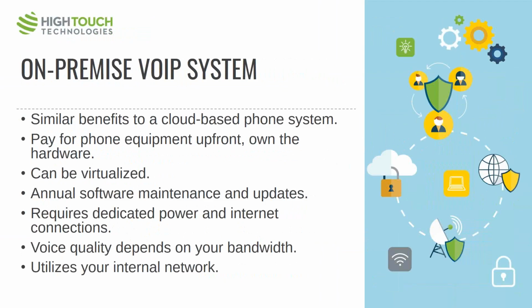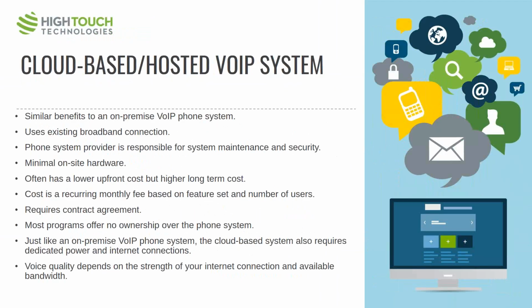Now that we've talked a little bit about on-premise systems, let's talk about the cloud-based or hosted VoIP systems. The cloud or hosted system has similar benefits to an on-premise VoIP system. Cloud systems rely on an existing broadband internet connection to make phone calls, so you would still need to pay for internet through your internet provider. The cloud phone system provider will be responsible for system maintenance and security. These systems require minimal on-site hardware. They often have a lower upfront cost, but you will be spending more long-term, so that's just something to keep in mind. Your cost is a recurring monthly fee, which is based on the feature set per seat or user and the number of seats or users on the system.